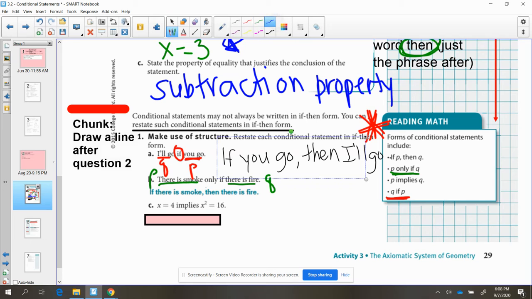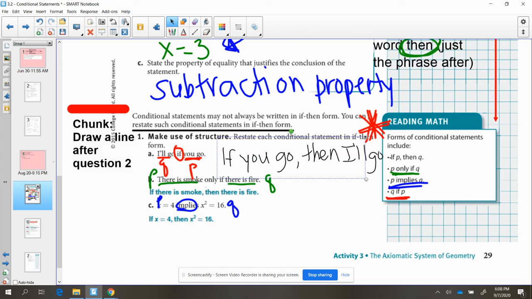Last but not least on these examples, we have P implies Q. Notice the word implies here. So here's P, here's Q. P implies Q. So if x equals 4, then x squared equals 16. Okay? Very important that we can identify our P's and our Q's.